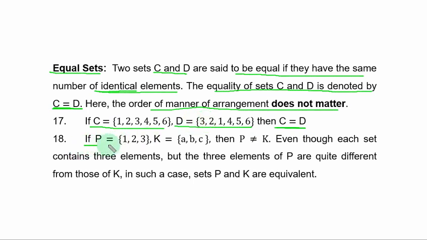Number 18, if P is equal to this, K is equal to this, then P is not equal to K, even though each set contains 3 elements. But the 3 elements of P are quite different from those of K. In such a case, sets P and K are not equal, but they are equivalent sets.